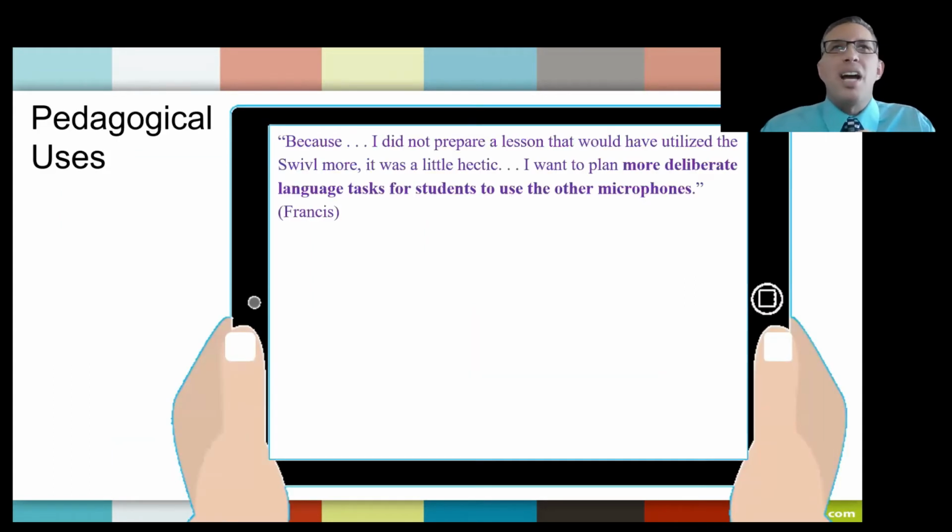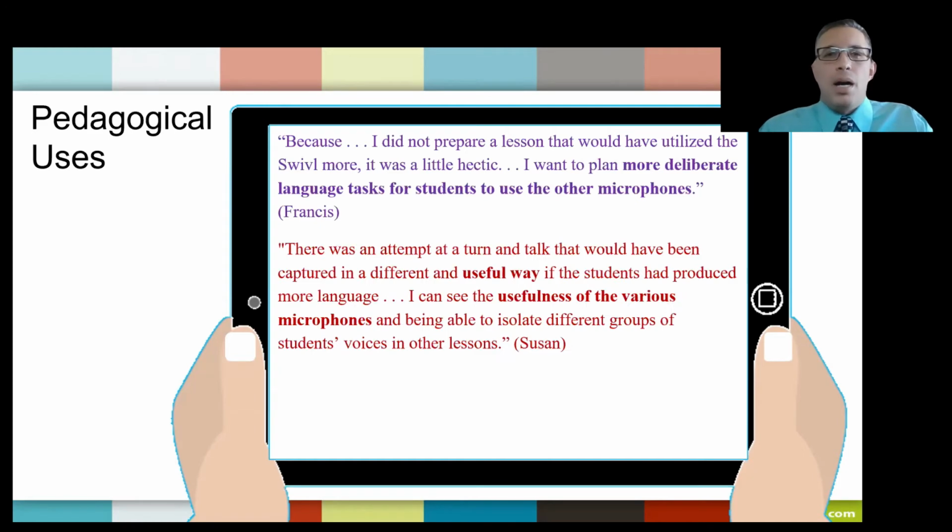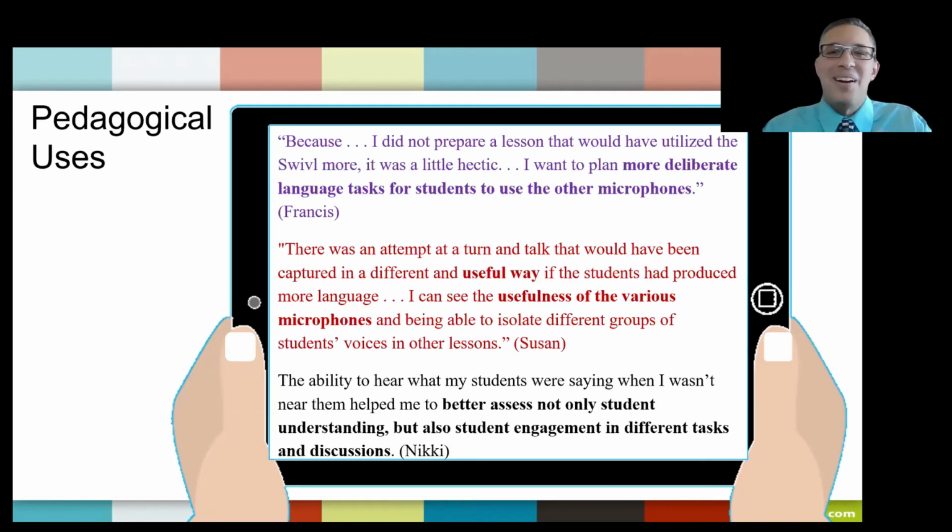Some of them mentioned some pedagogical uses of the Swivl device itself, not for teacher education, but rather for student assessment. Frances mentions that she wanted to plan more deliberate language tasks for the students, now that she knows how the Swivl device and the microphones work. Susan, again, talks about the usefulness of these microphones, if only her students were producing more. And Nikki, again, says she could use it to better assess not only student understanding, but also their engagement, and be able to assess students herself rather than just looking at her own practices as a teacher.